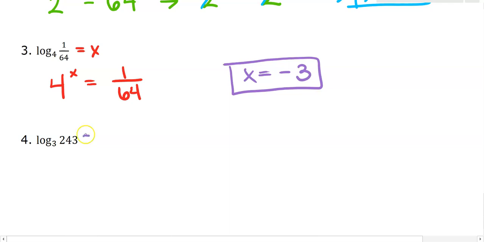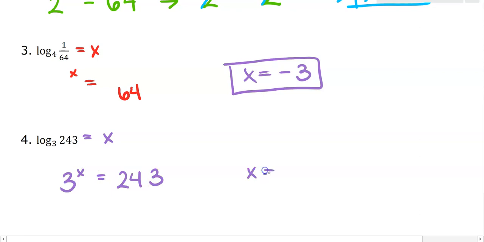For number 4, what'd you guys find x to equal for this one? 3 to what power is 243? Good, 5. So x equals 5.